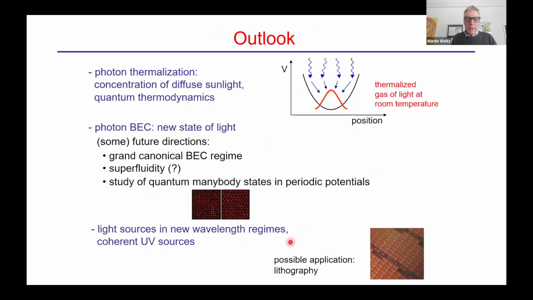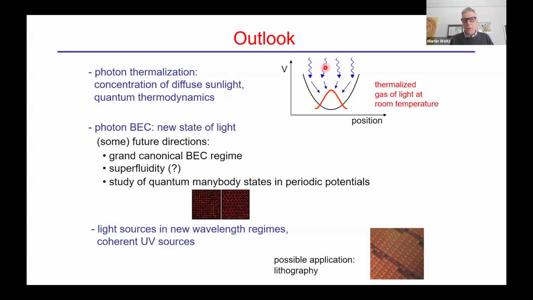So in future, with these photon gases, it would be very nice to use that for the concentration of diffuse sunlight. Direct sunlight you can concentrate with a lens on a small-sized photodetector. But if the sun moves, then you have to move your lens. And on a cloudy day, a lens won't help you, because light then comes from different directions.